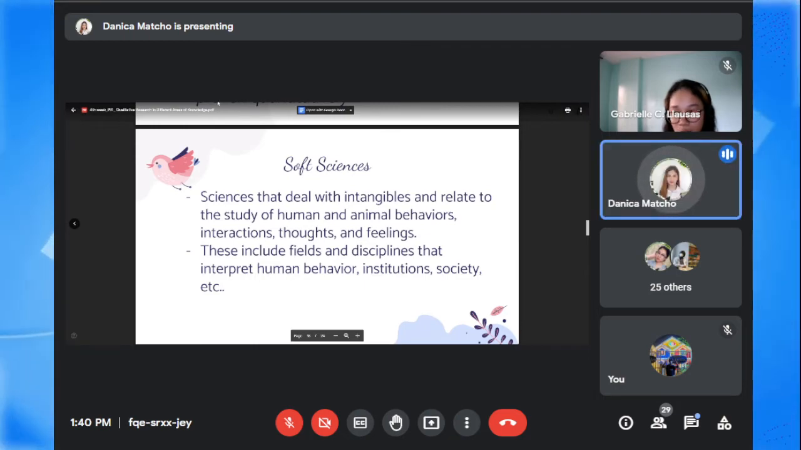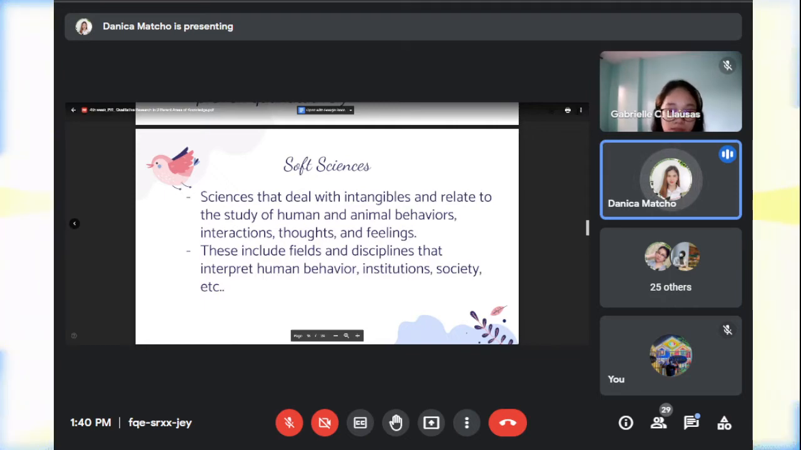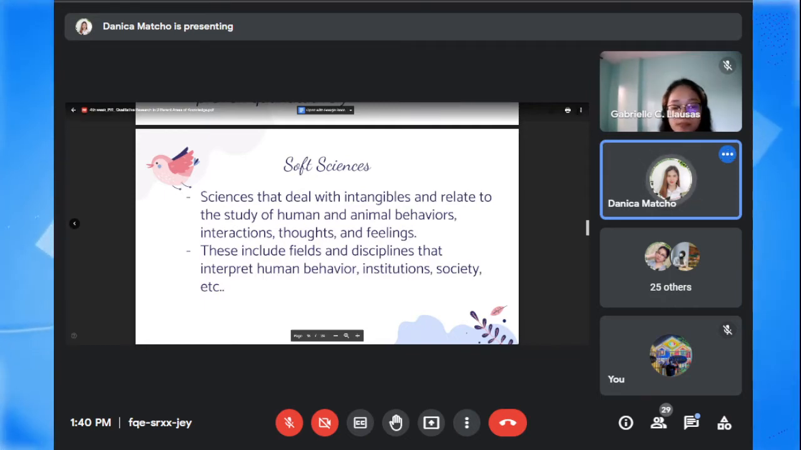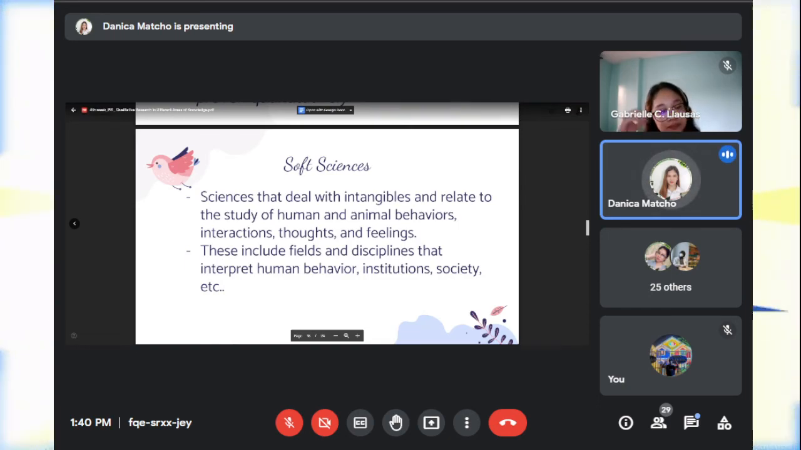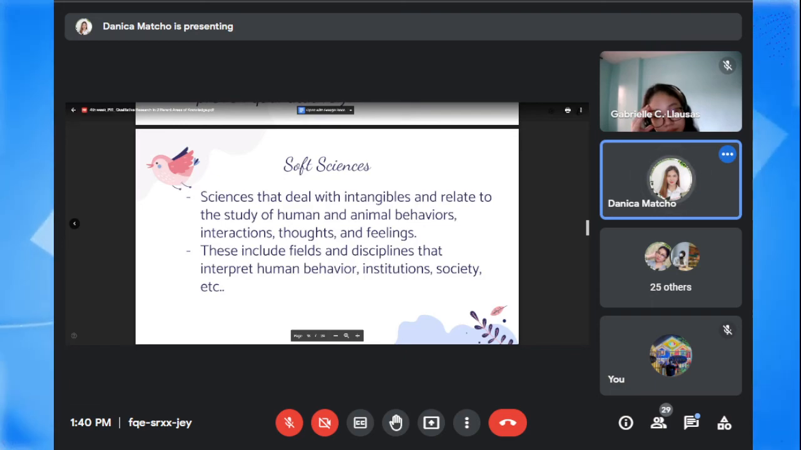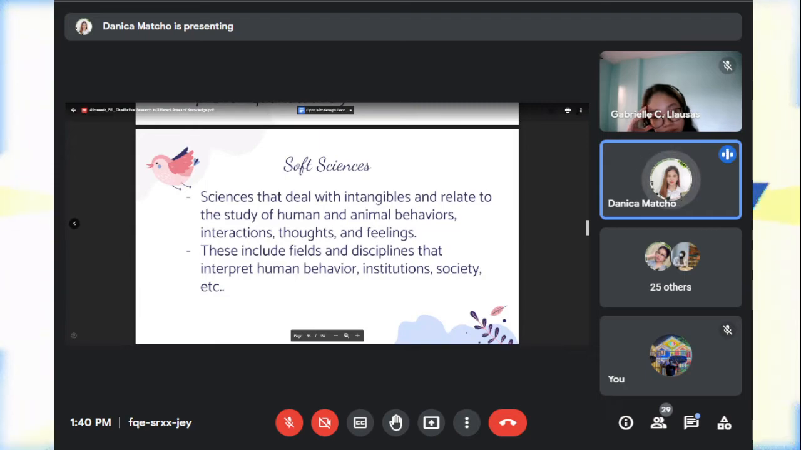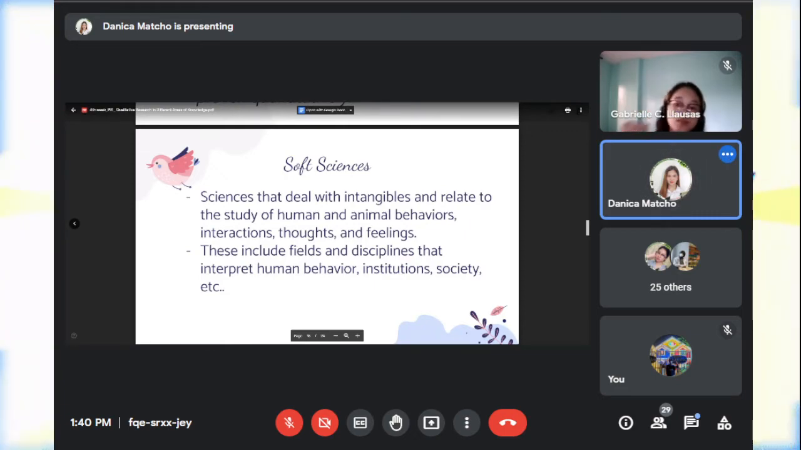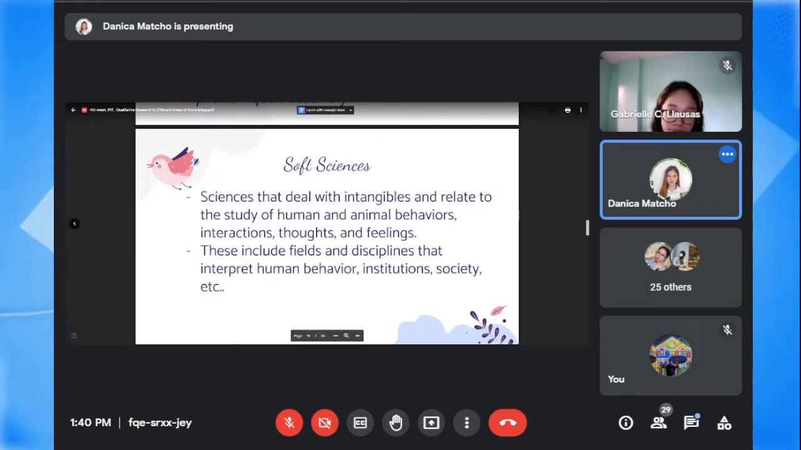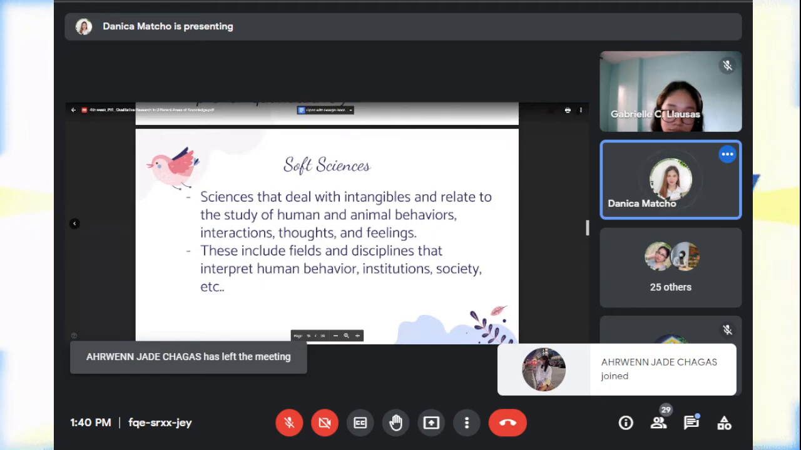So here in soft sciences naman, we are dealing with intangible things, no? And when we say intangible things, those are the things that cannot be touched, cannot be observed, or cannot be seen. There are times pala na nakikita siya, but ang tangible, hindi natin siya nahahawakan, or we cannot also measure them. Okay? So for this one, can you please give me an example of intangible things? Can you please give me one, Avril?